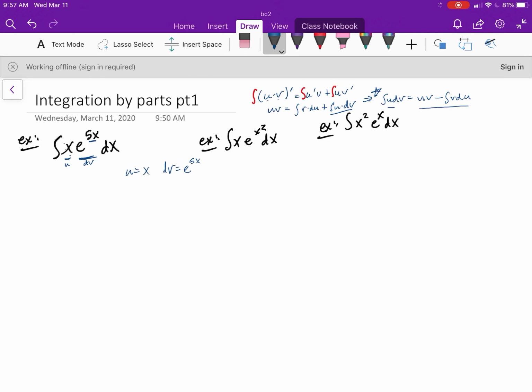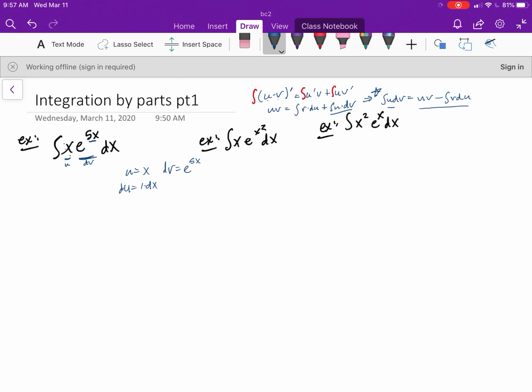So now, which one do you make u, which one do you make dv? Well, that comes with practice, but usually if there's an e, like these three examples have, your dv will be the e part. Your u will be the other part. The reason is we want to minimize the work here, and when we go to do du, this just becomes 1, so 1 times dx.